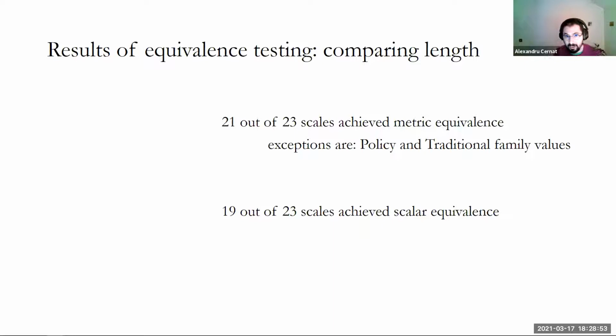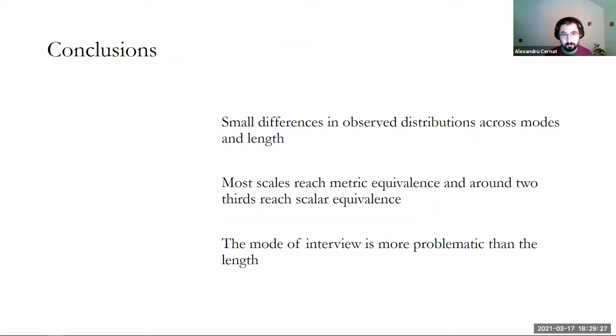If we compare length, we see similar patterns, although fewer differences. Only 2 scales did not have metric equivalence when comparing the short and the long version of the single mode of the mixed mode survey. So that's the questions about policies and about traditional family values. And 19 out of the 23 scales had scalar equivalence. So there were 4 of them that did not have scalar equivalence between the short and the long questions.